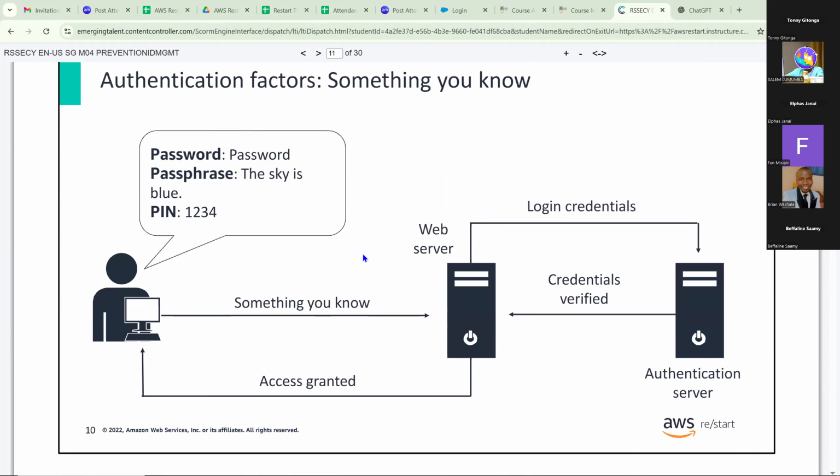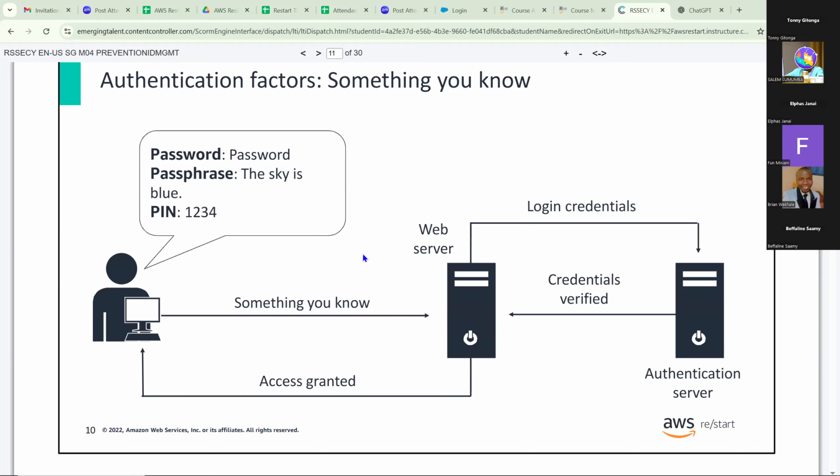Look at this. Looking at this example, this is just a demonstration of what we talked about in terms of the authentication factors. So something you know: your password, the SSH key, PIN 1, 2, 3, 4. You can either use a password, a passphrase, or PIN as something that you know. You enter something that you know, it goes to the web server or to the account that you have. For example, you have a password, you log into your Facebook, then access is granted.